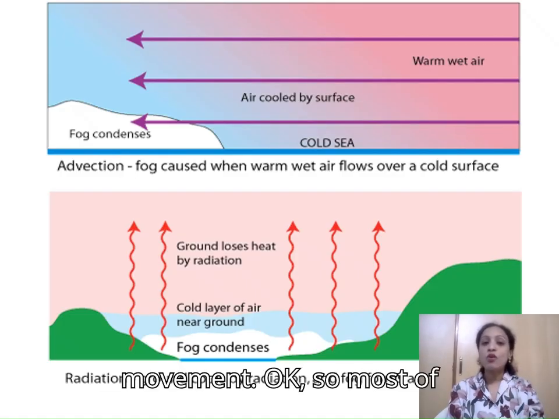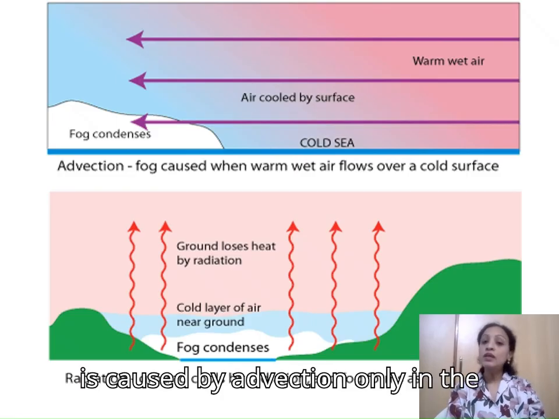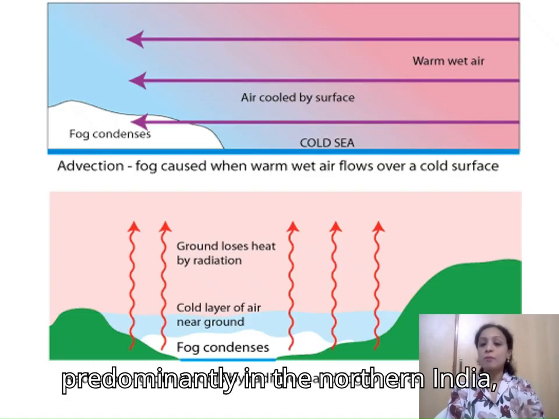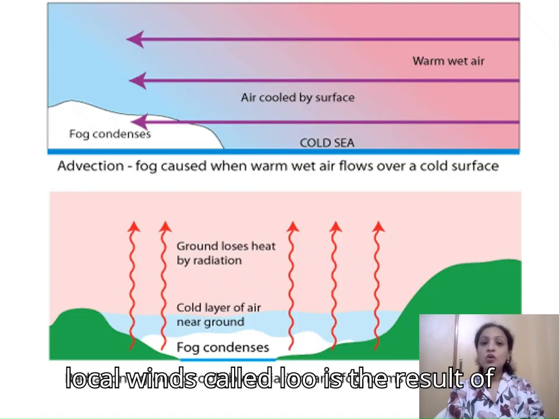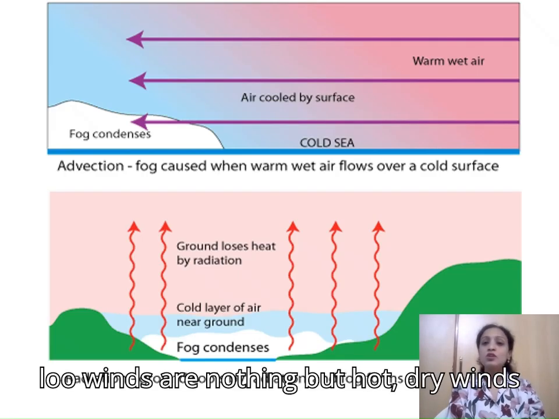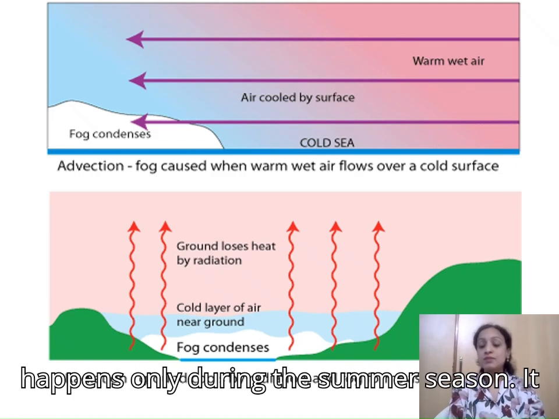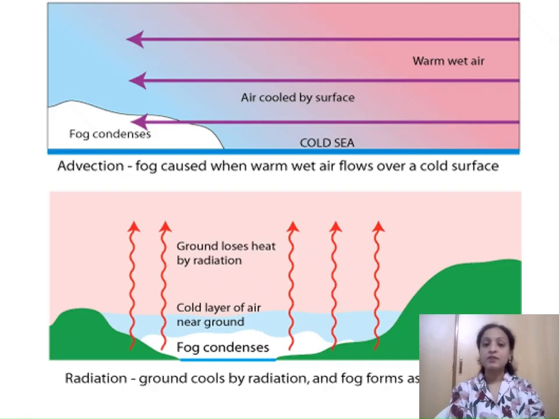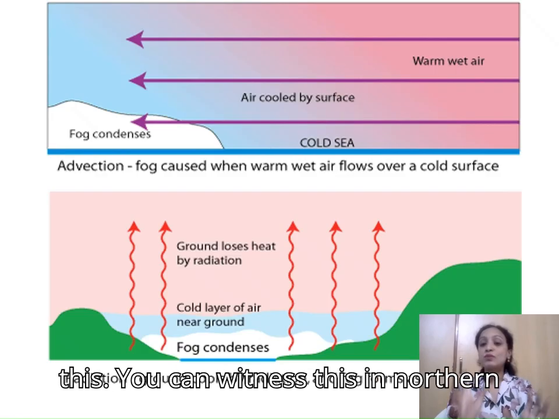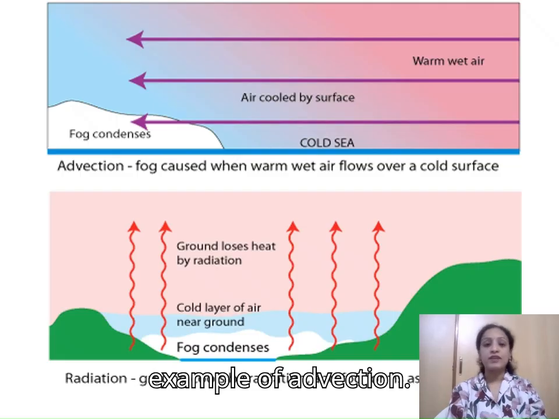Okay, so most of the variations in weather are caused by advection, in the middle latitudes. During summer in tropical regions, predominantly in northern India, the local winds called Lu are the result of the advection process. Lu winds are nothing but hot, dry winds that blow from the deserts. This happens only during the summer season, only in the tropical regions. You can witness this in northern India. This again is another example of advection.